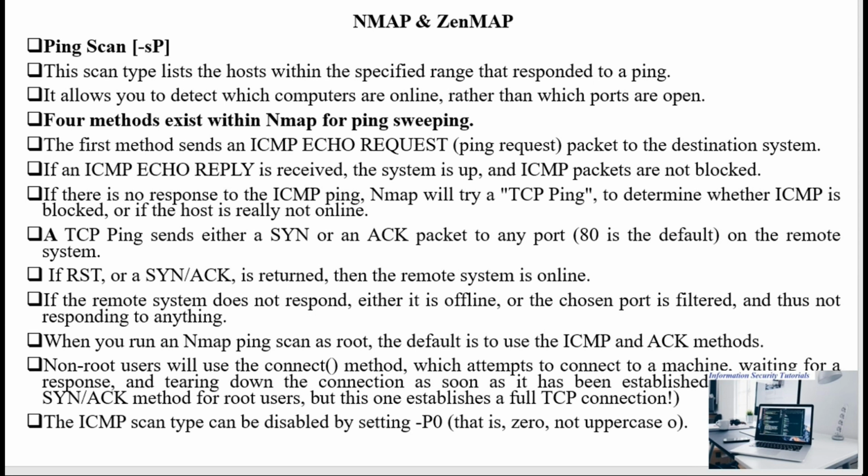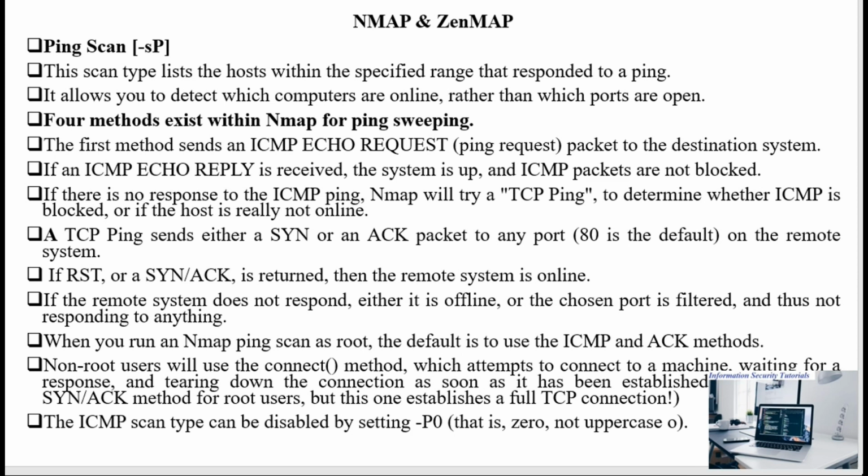There are 4 methods you can use within Nmap for ping sweeping. The first method sends what is called an ICMP echo request, or as some people call it, a ping request, which is a packet sent to the destination system in order to detect whether it's online or not. Therefore, if an ICMP echo reply is received, this means that the system is up, and the ICMP packets are not blocked. If there is no response to the ICMP ping, Nmap will try a TCP ping, to determine whether ICMP is blocked, or if the host is really not online.